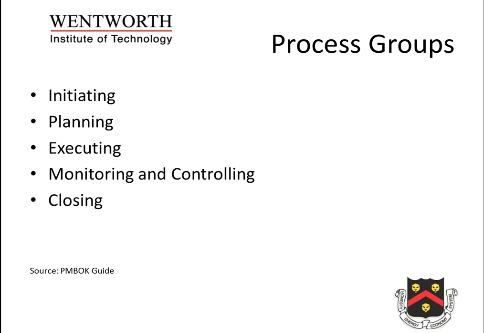Executing process group: those processes performed to complete the work defined in the project management plan to satisfy the project specifications. Monitoring and controlling process group: those processes required to track, review, and regulate the progress and performance of the project, identify any area in which changes to the plan are required, and initiate the corresponding changes. Closing process group: those processes performed to finalize all activities across all project management process groups to formally close the project.